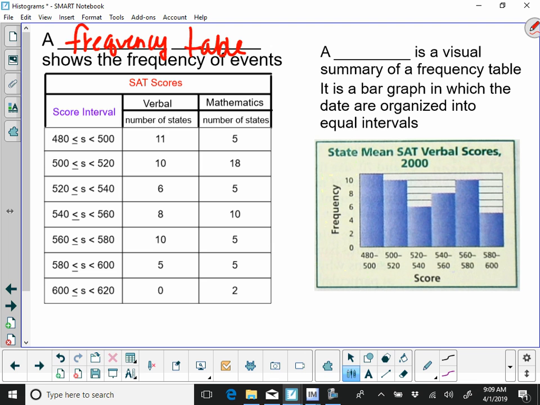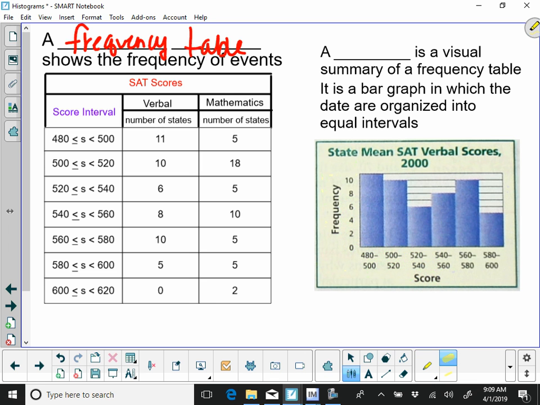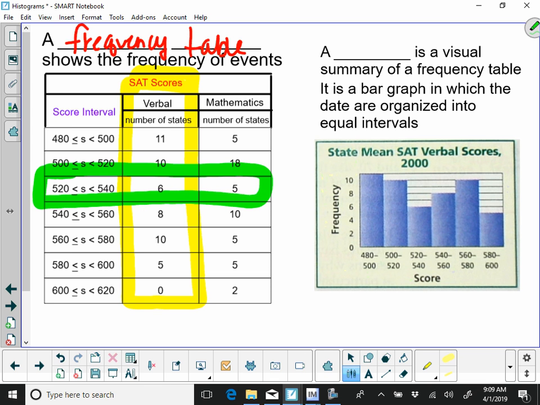All right, look, right here. First I'm talking about verbal, right? So we're in this column. It was 16. And then I said, how many states scored between 520 and 540, right? So 520 and 540 is here. So where do those two colors overlap? 6. Okay?